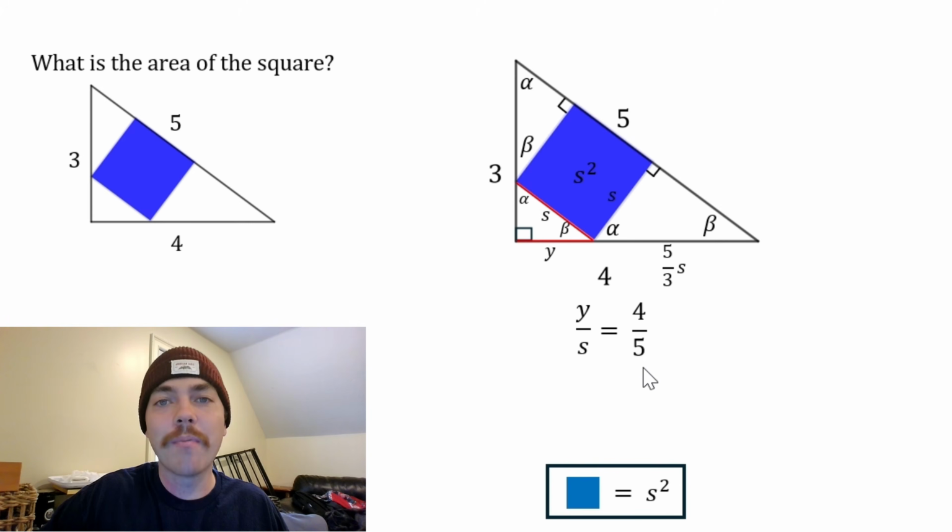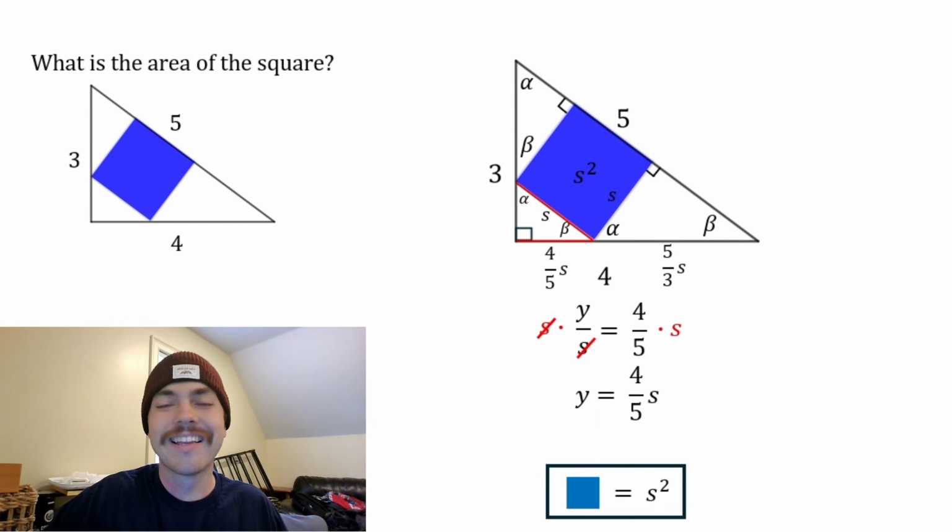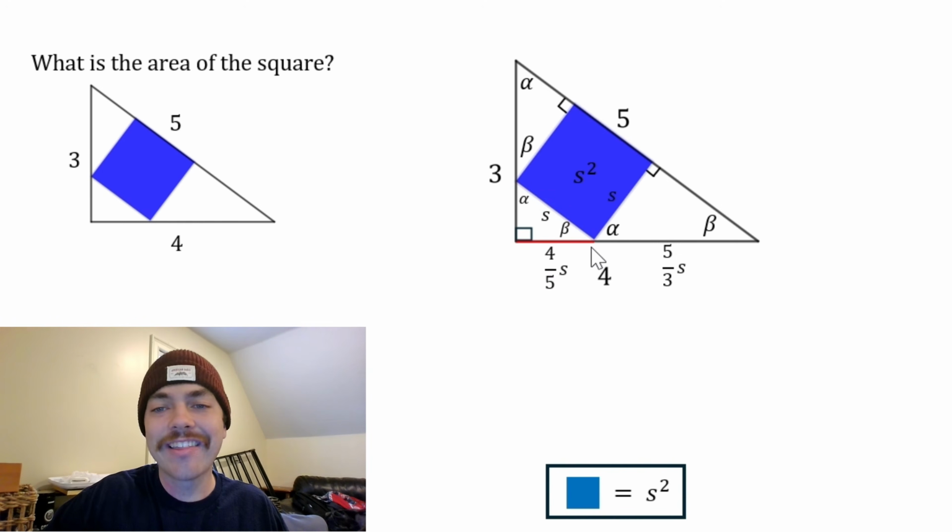We can now solve by multiplying both sides by s. On the left, our s's are going to cancel, so we're going to be left with just y, and on the right, we've got 4 over 5 s. So y equals 4 over 5 s. Let's substitute that in. Now we can clean all this up. So now this length is 4 over 5 s.